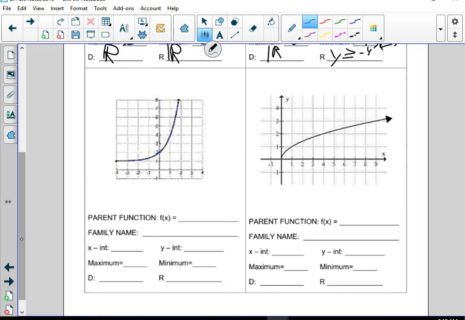Okay, right here we have y equals, or f of x equals 2 to the x. Okay? Where is the variable? It's in the what spot? What do we call that little number? Starts with an E and rhymes with exponent. Exponent. Yeah, that's right. It's up in the exponent spot. Since it's up in the exponent spot, this is a what kind of graph? What family? Exponential. Okay, exponential.